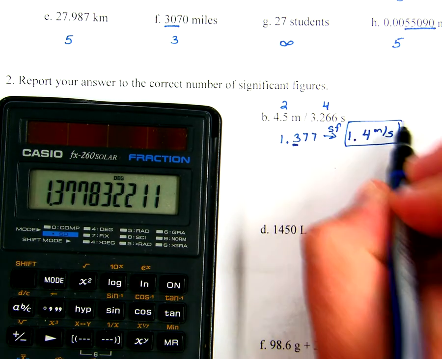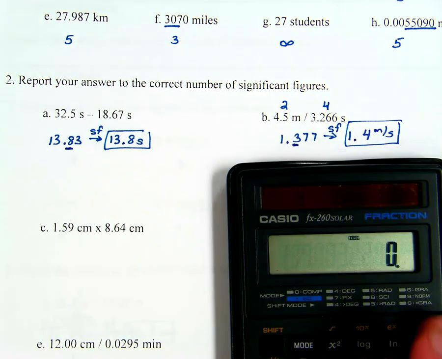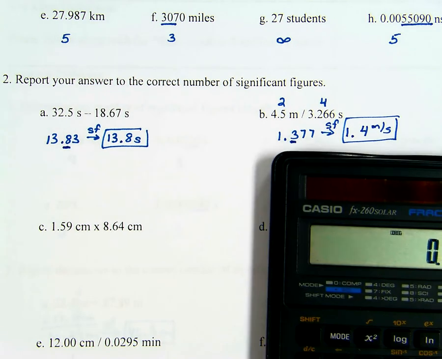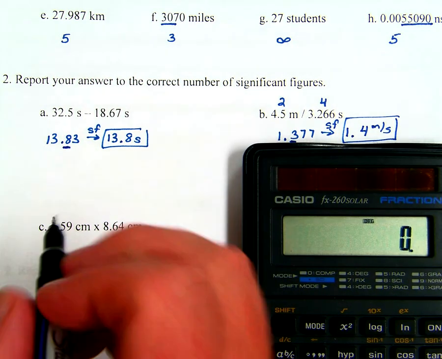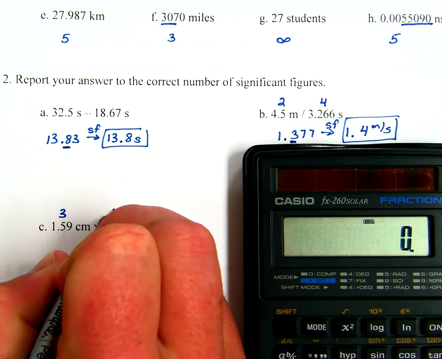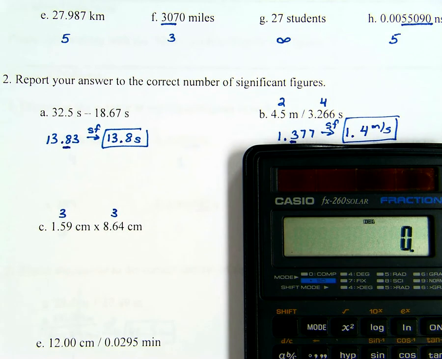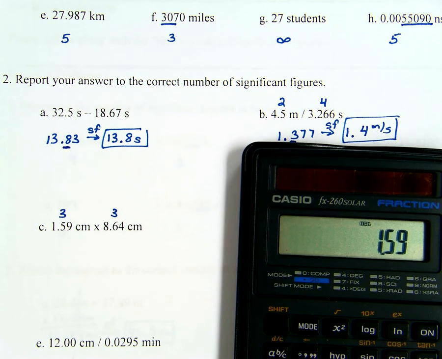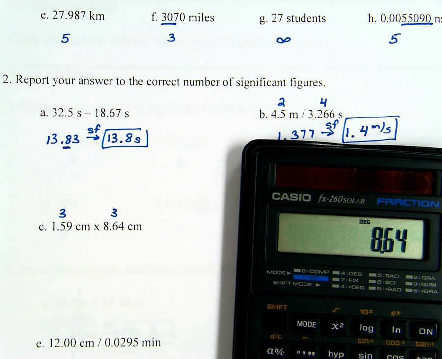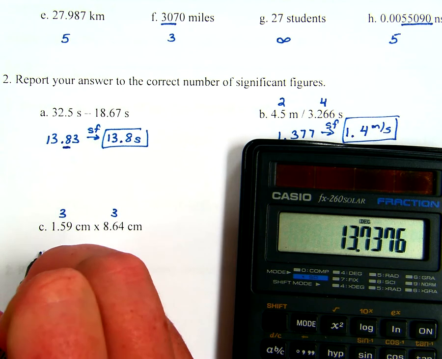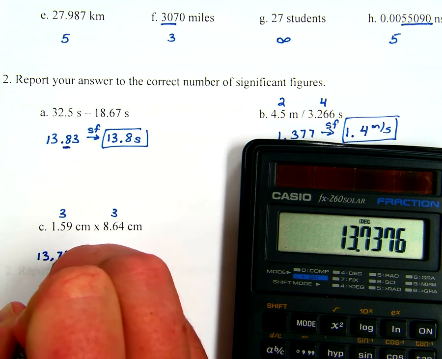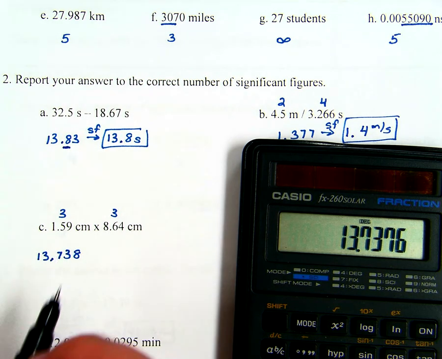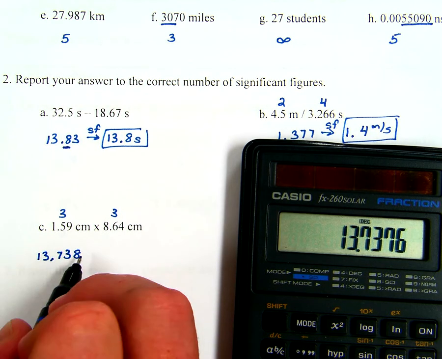Alright, next one we have multiplication. So remember, that's just like division. That's number of sig figs. We have 3 sig figs and 3 sig figs. So I get to have 3 sig figs in my answer. 1.59 times 8.64. My calculator tells me 13.738. And again, you can kind of write that however you want. You're going to round it anyway. So 3 sig figs, counting from the left, 1, 2, 3.